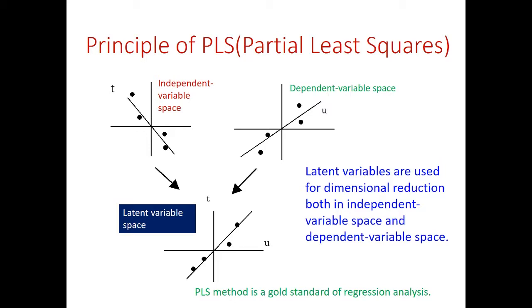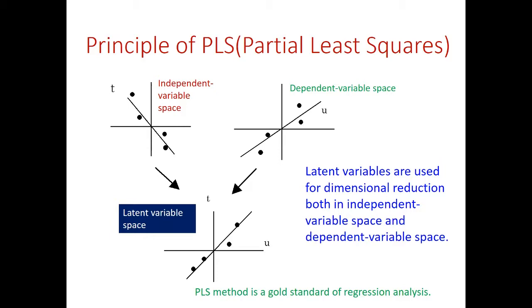This is the counterpart conventional technique, PLS. PLS is the partial least squares method, which is known to perform better than multiple linear regression. Let me briefly explain the principle of PLS. This is the independent variable space and this is the dependent variable space. Regression is performed from the independent variable space to the dependent variable space.